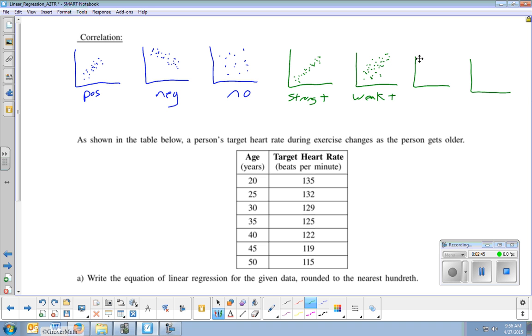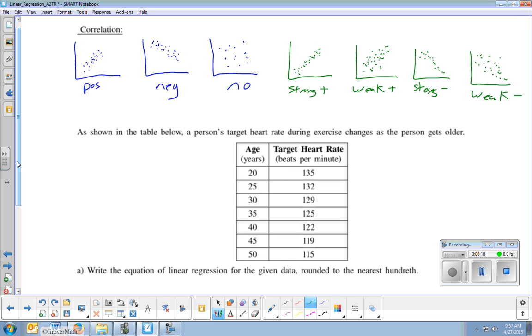And same thing for negative. You could have really strong negative correlations. This would be a strong negative, and then you could also have weak negative correlations. So it's not just enough to say that it's positive or negative. Sometimes we want to know its strength. And the way we determine its strength is by something called the correlation coefficient.